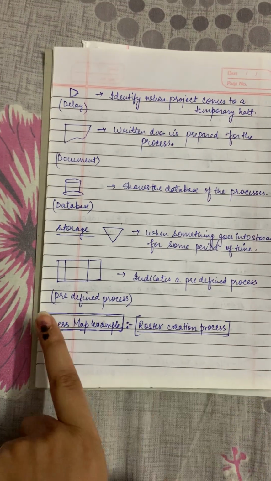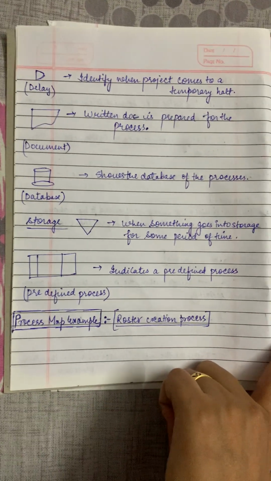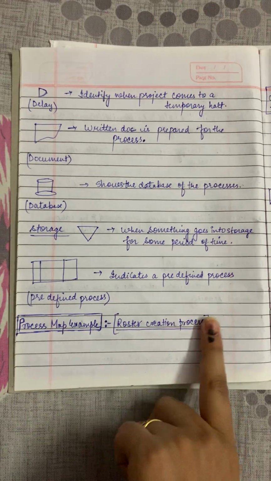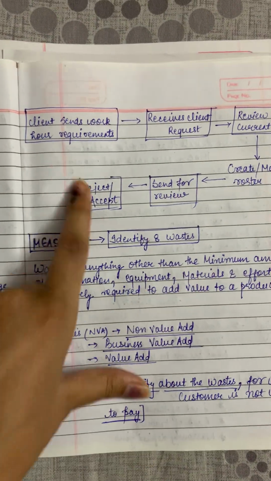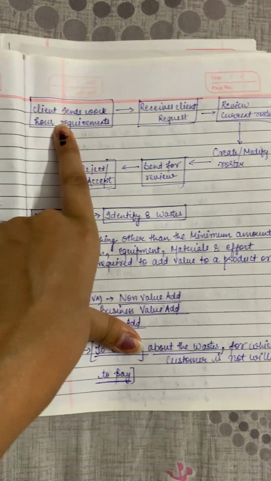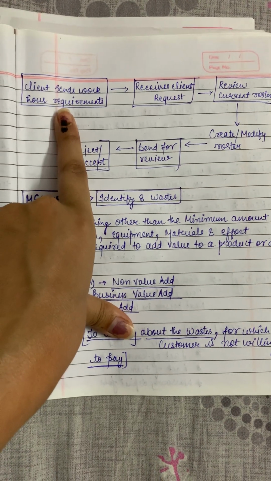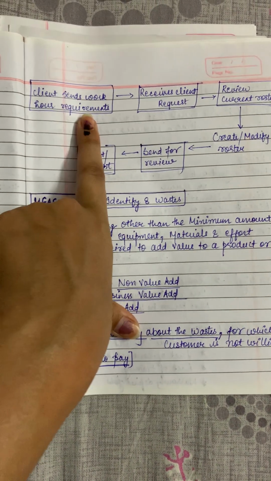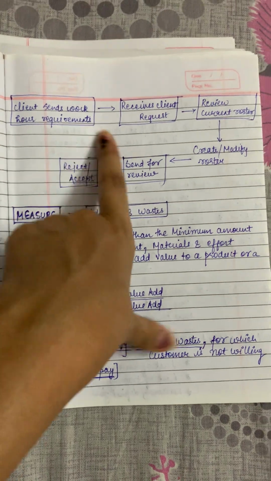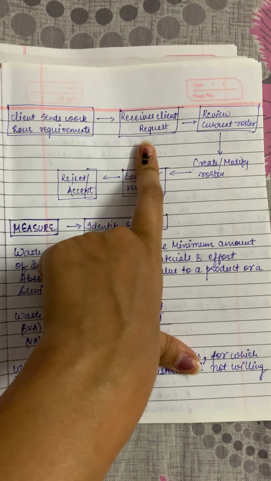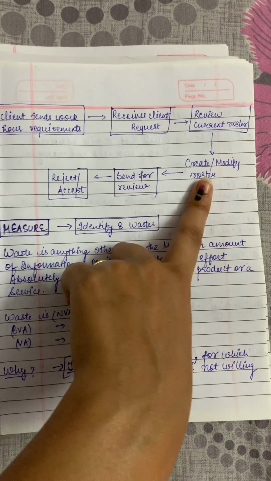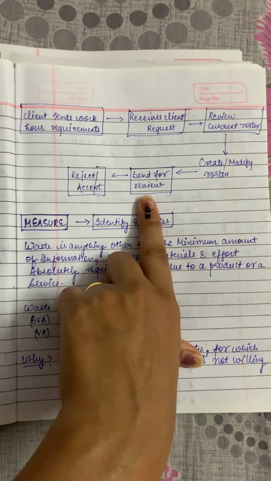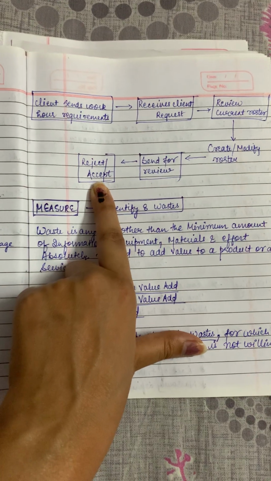We'll be discussing a process map example, and we'll be taking up the roster creation process. I'll be discussing it together. See, this is a process. Client sends work or requirements. This is the first requirement. Then it receives the client request, reviews the current roster, creates or modifies the roster, sends it for review to the client, and then a rejection or acceptance takes place.